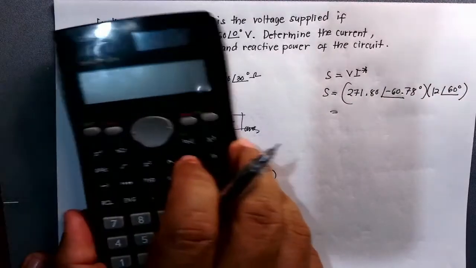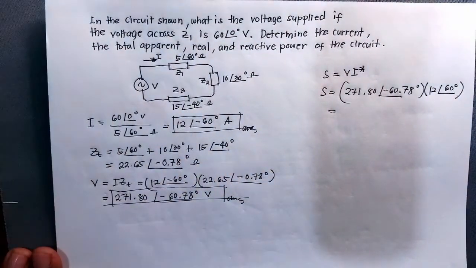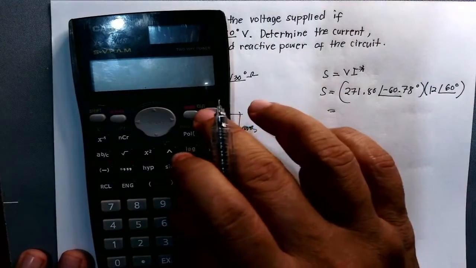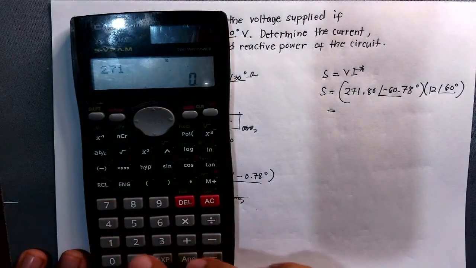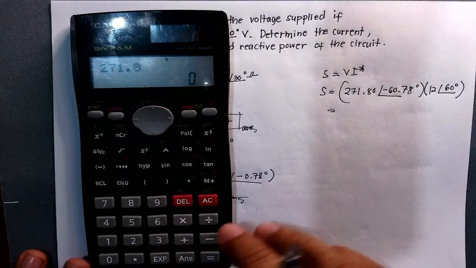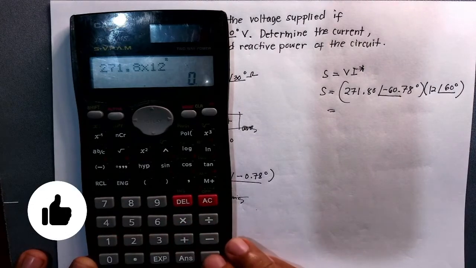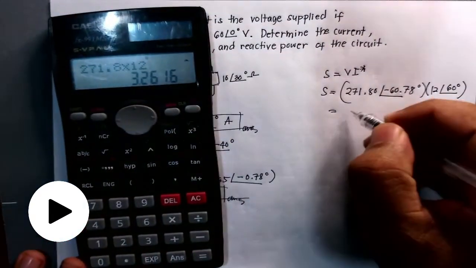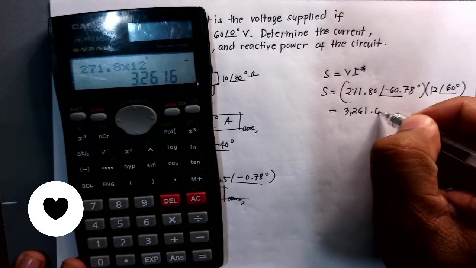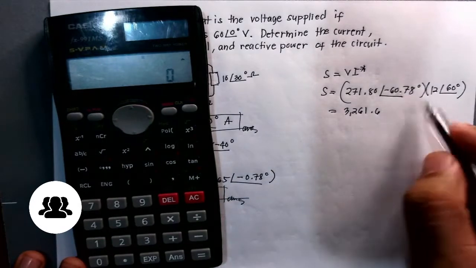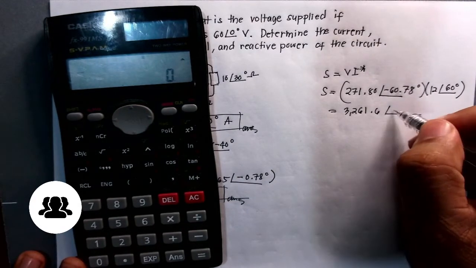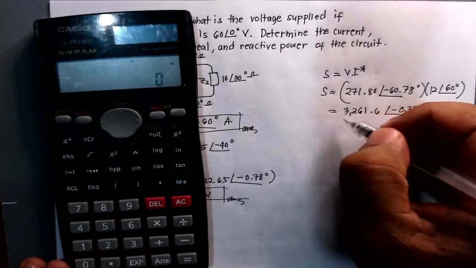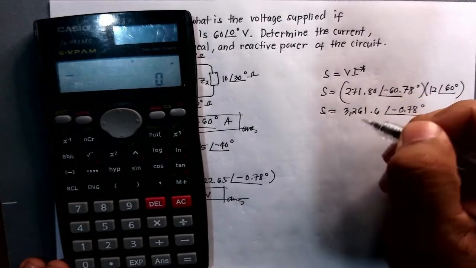So we just use our calculator. You have 271.80 times 12, which will give us 3,261.6, and we add the angle, so that is negative 0.78 degree.